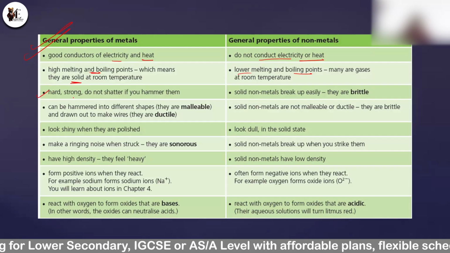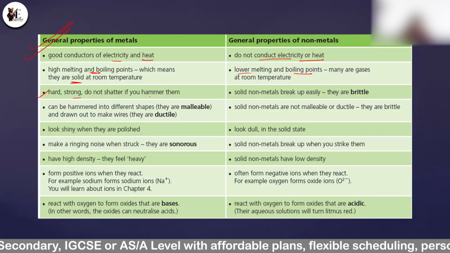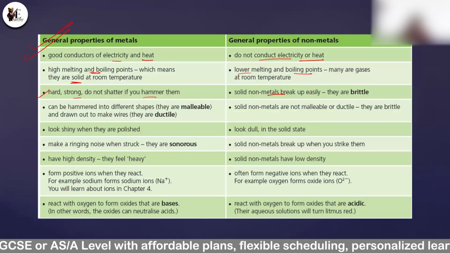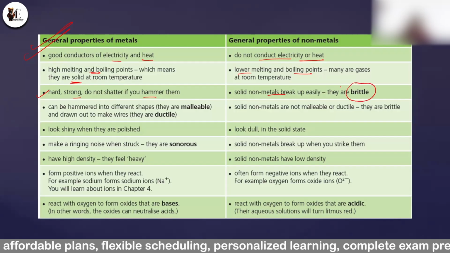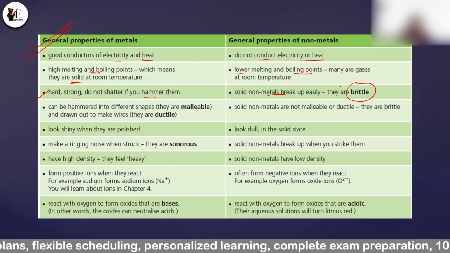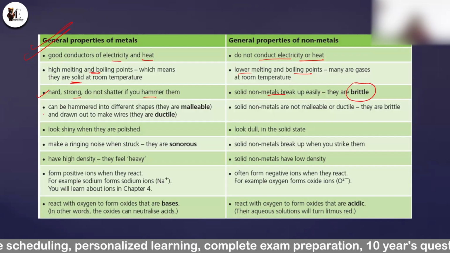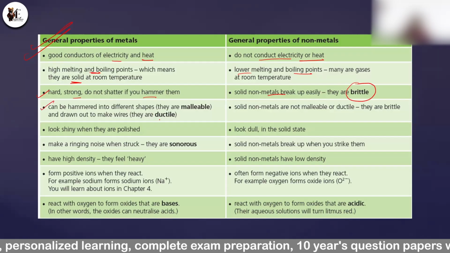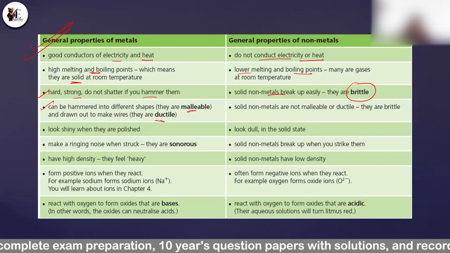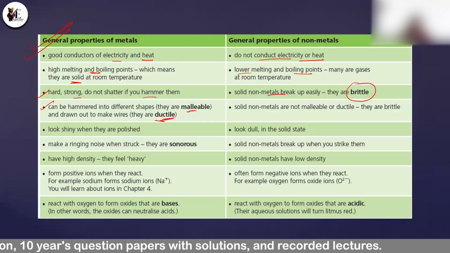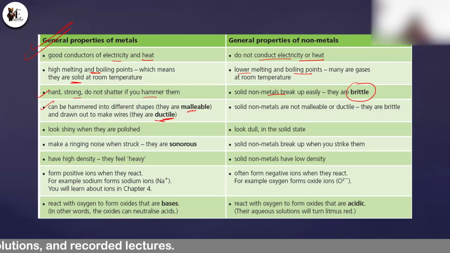Metals are hard, they are strong, they do not shatter if you hammer them. But solid non-metals break up easily. That means they are brittle. Brittleness is the tendency to break easily. Metals can be malleable, they can be ductile. Malleable means they can be hammered into different shapes, and ductile means they can be drawn out to make wires. For example, copper is a metal which is hammered to such a high extent that it becomes a copper wire.